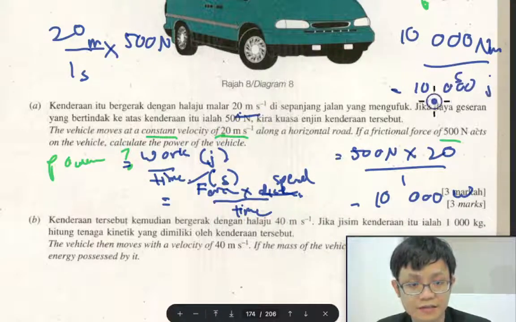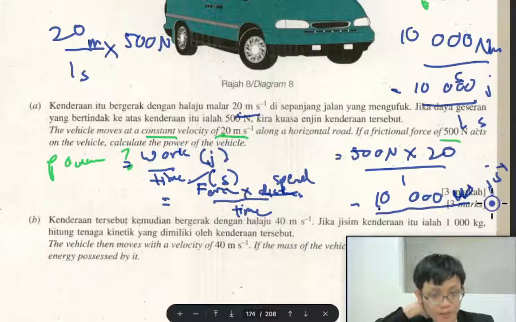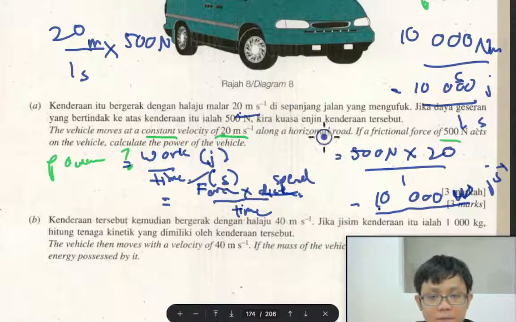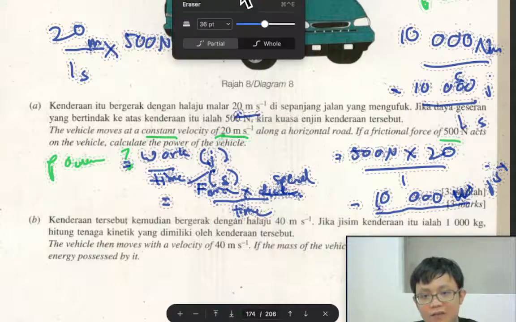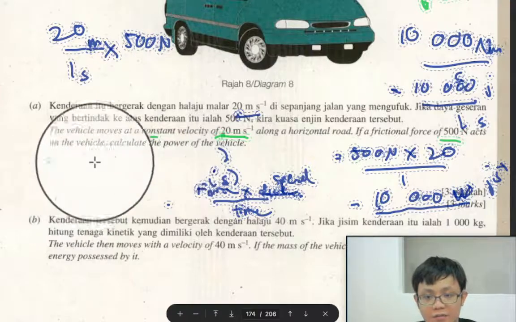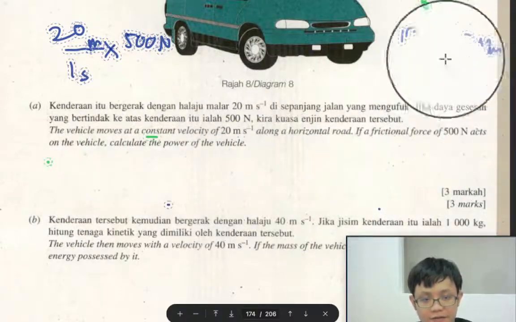Nm is also J over 1 second. So 10,000 J divided by 1 second, you get your answer 10,000 watt, or you can put J s to the power of -1. Okay, can understand or not? But if you don't understand, then never mind lah. You can pause the video and try to understand by yourself.